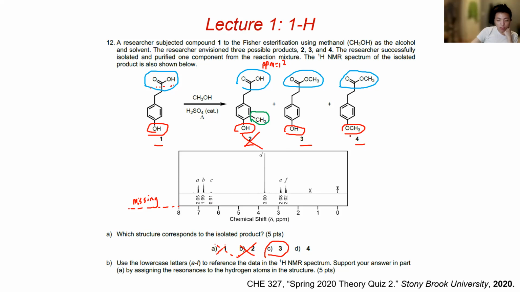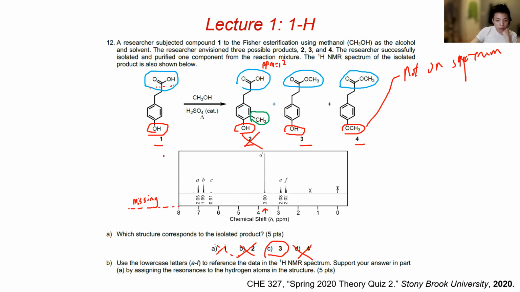And let me tell you why it's not 4. Because for 4, with the oxygen double bond and CH3, we should have an integration of 3. But the integration of that one won't be this, because that one is for ester, and this one is not. And it's not on the spectrum. So we can eliminate 4.